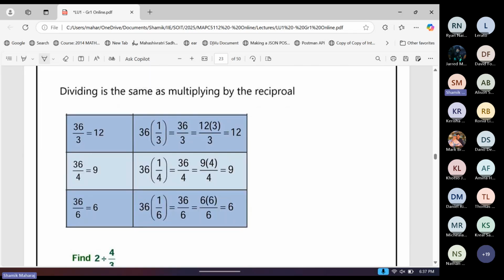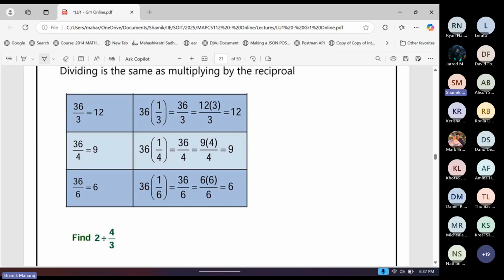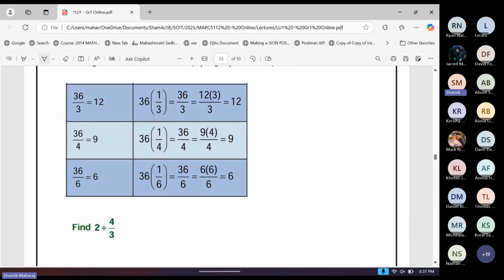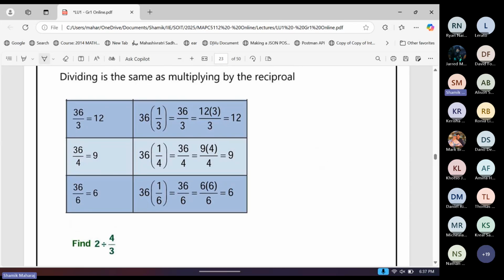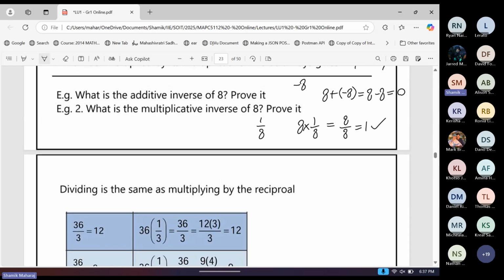Okay, dividing is the same as multiplying by the reciprocal. Yep, that's true. And instead of looking at this table, we should look at one example so we can make that clear. This example at the bottom. Let me keep that statement up there so you guys can see it. Dividing is the same as multiplying by the reciprocal. Reciprocal is the same as multiplicative inverse, what we just learned up here.